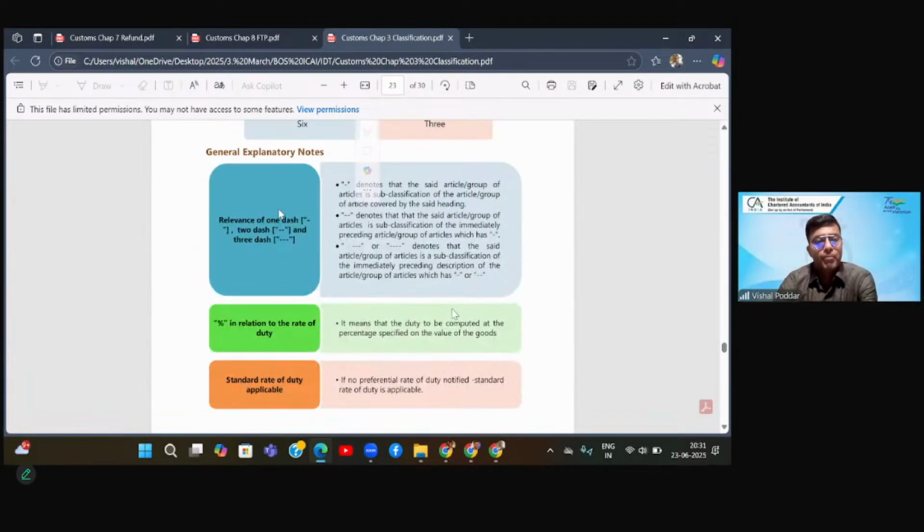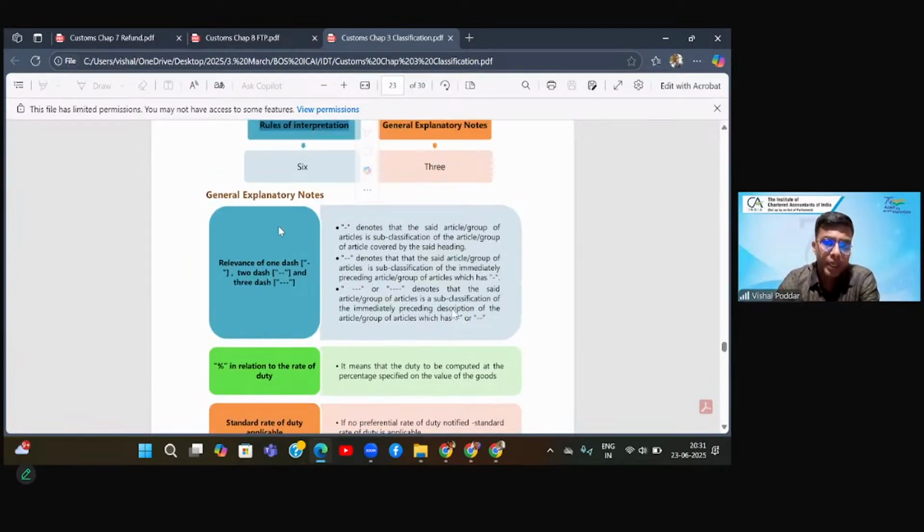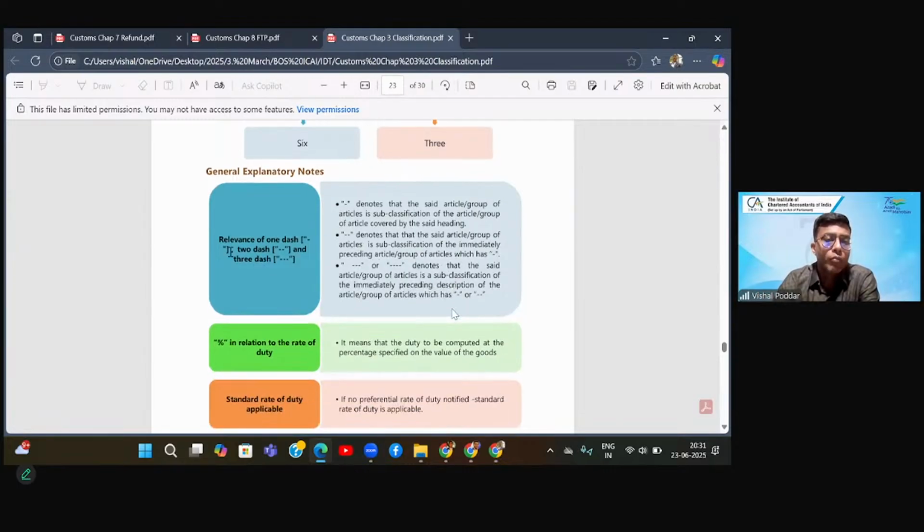But before that, there are some general explanatory rules. What are those general rules? They have mentioned that you have 3 general explanatory notes that you have to understand. One is the system of dash. What is this system of dash? When you read this HSN book, I am using the terminology book where all these 98 chapters and all descriptions of goods are given, while writing, they use dash.